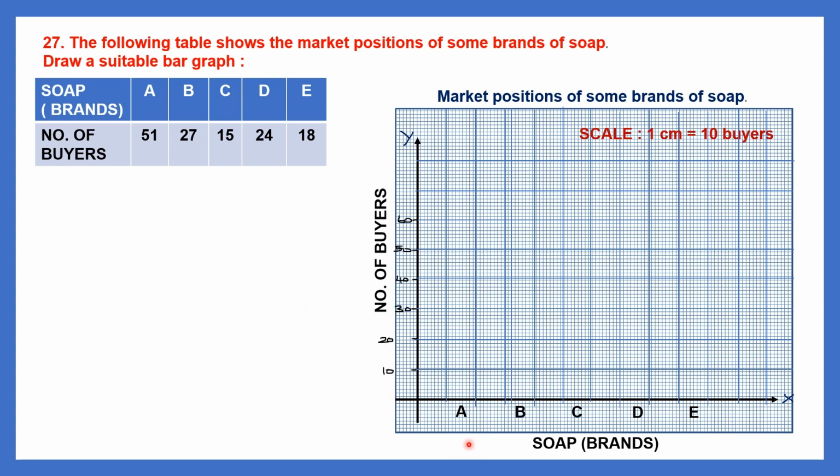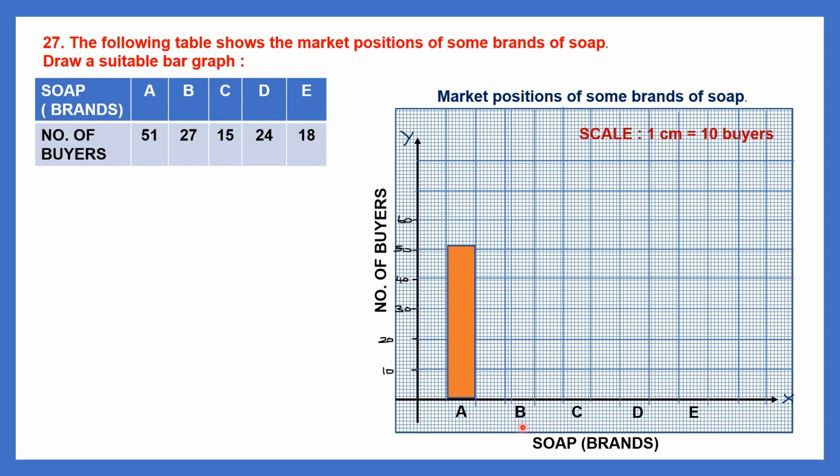Now we have to look at the bar that we are going to draw. Now the soap brand A, how many buyers does it have? Can you see here? Soap brand A has 51 buyers. That means your bar has to go all the way up to 50. It has to go up to 50 and mark on 51. Remember, 1 centimeter has 10 millimeters, so it will be easy for you to get 51 on your graph sheet. So that will be our first column. So this is column A. This is with 51 buyers.